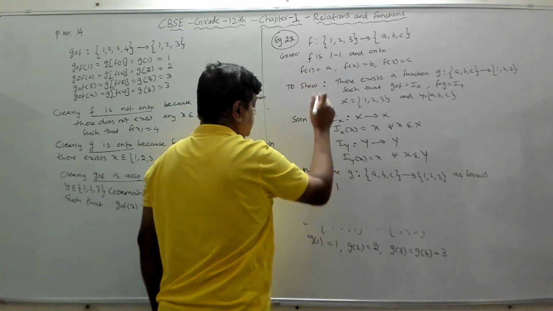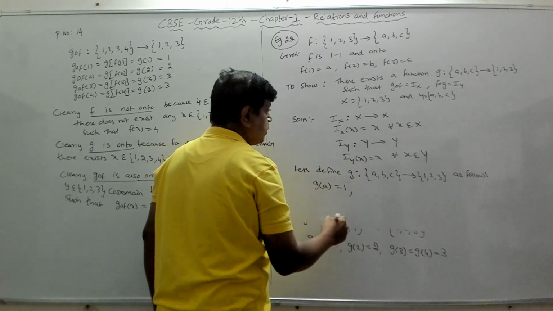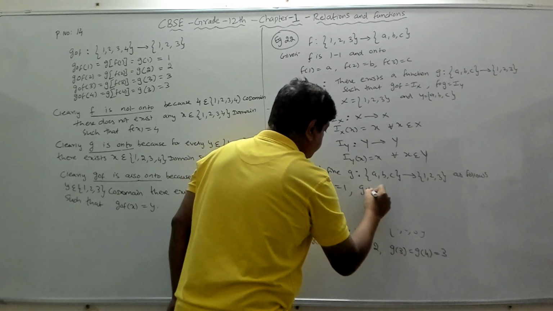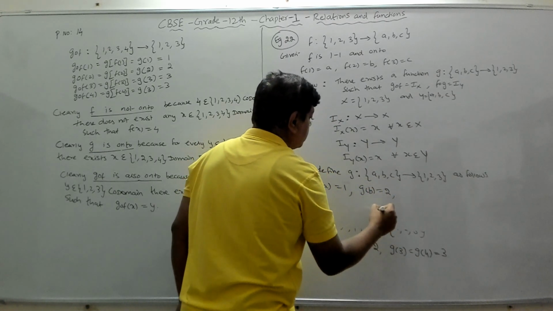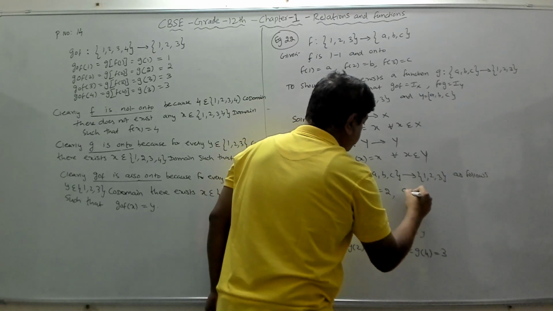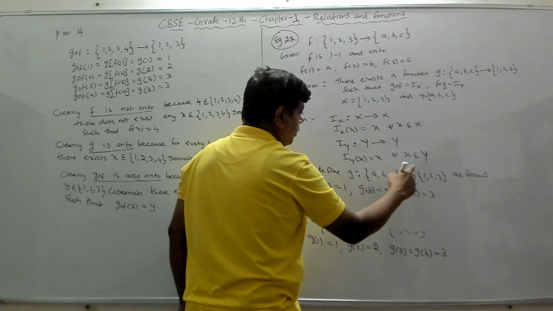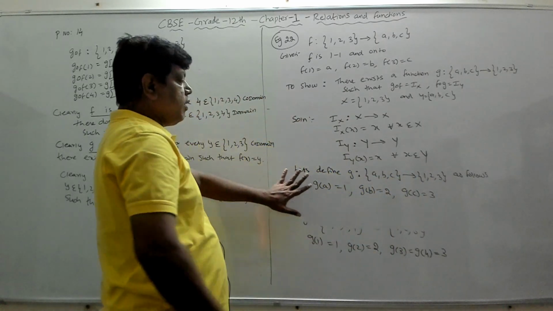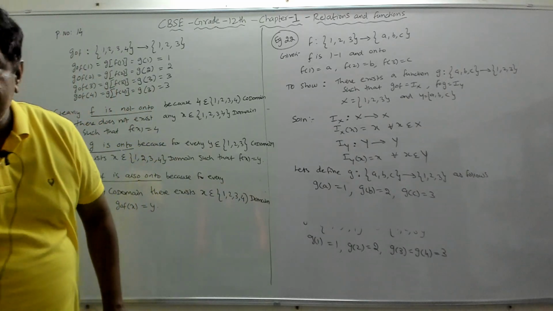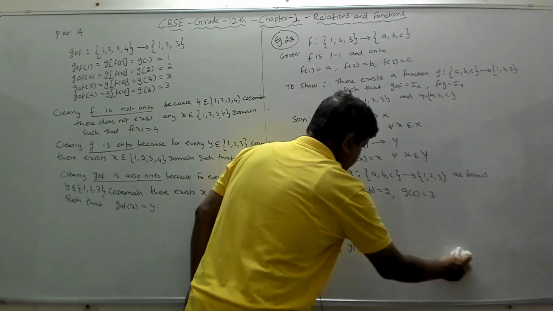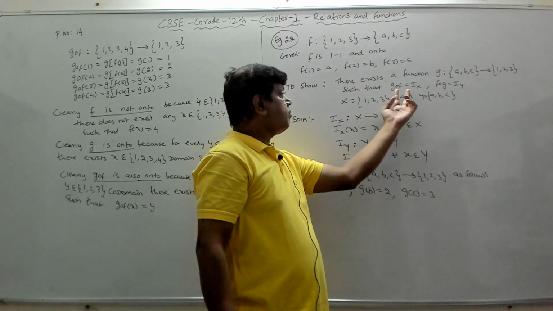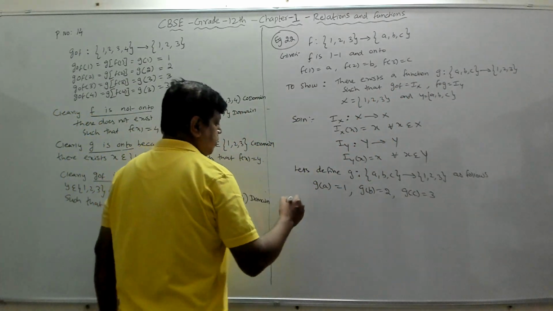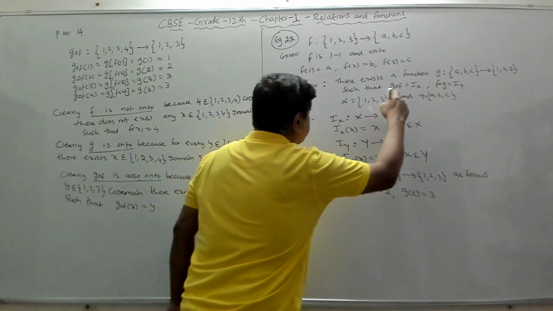Write the reverse of this. G of A equal to 1. Which means I am saying A will go to 1, and I am going to define G of B is equal to 2 and G of C is equal to 3. So A is going to 1, B is going to 2, C is going to 3. Like that, now we have defined a function G. Now we have to find what is G of F. After defining the G, we are going to find G of F. We have to prove that G of F is equal to Ix.